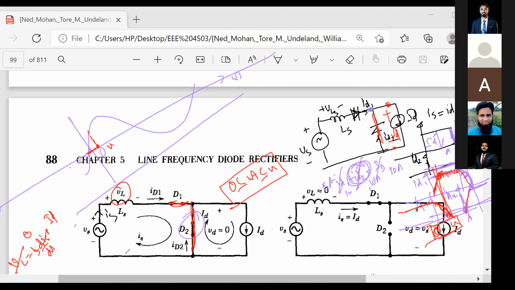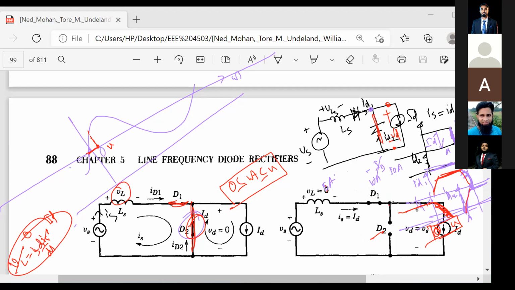So look here, if this got the full current, then of course the current ID2 will be 0, like here. Look at this figure. And this voltage is also 0. Why is this voltage 0? Why is VL 0 when this is fully open? I have already told. Tell me why VL is 0. Because it got the constant current, right? So there will be no change of current, and VL will be 0.